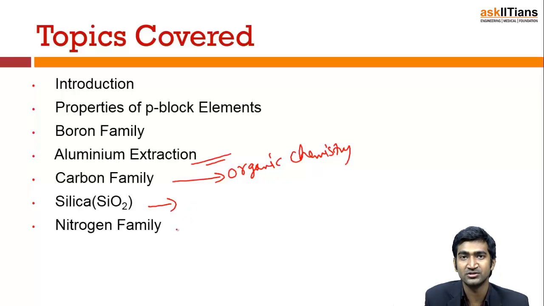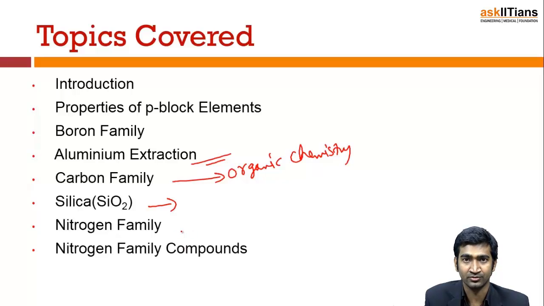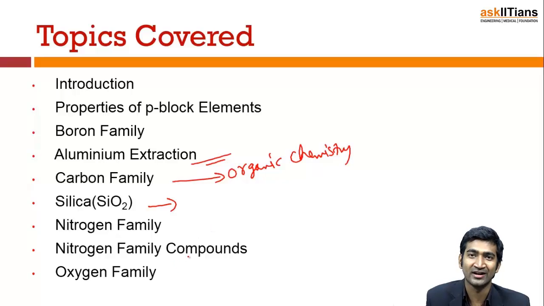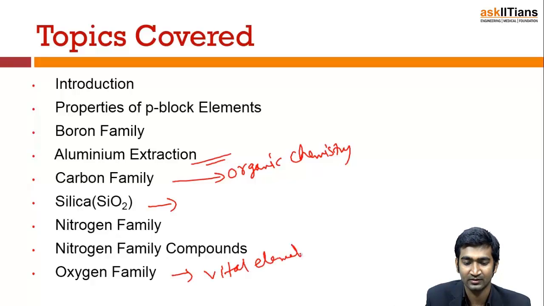Then we are going to learn the nitrogen family and its compounds. Then the most vital element for us, that is your oxygen family. So what it is? Vital element, oxygen.